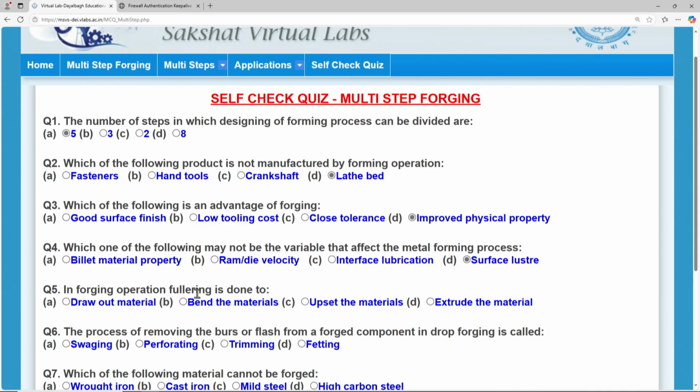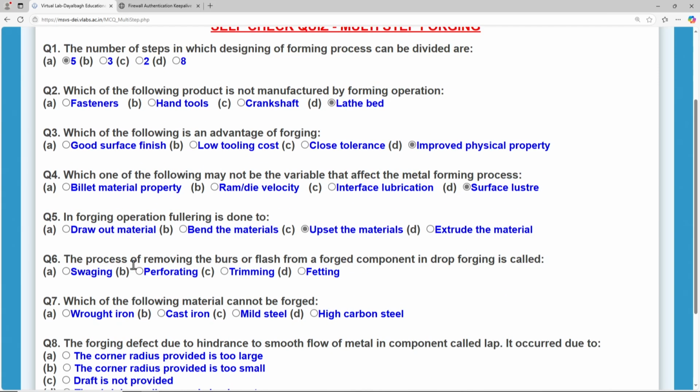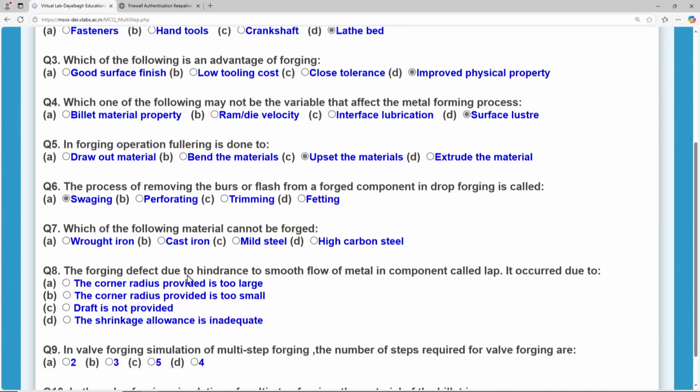In forging operation, fullering is done too. Fullering is a process that is done to upset the materials. The process of removing the burrs or flash from a forged component in a drop forging is called swaging. Which of the following materials cannot be forged? Wrought iron can be forged, cast iron cannot be forged, mild steel and high carbon steel can be forged, but the cast iron is the answer.